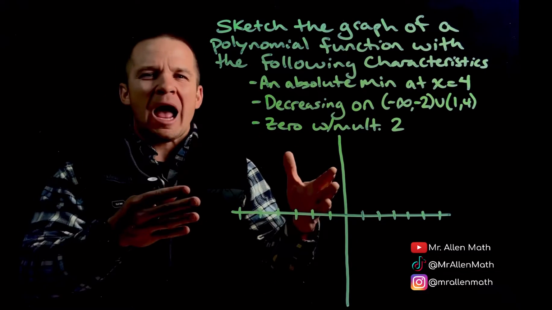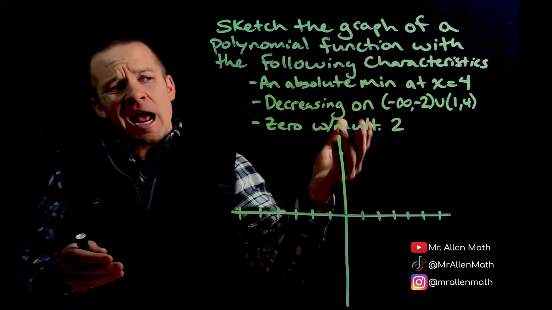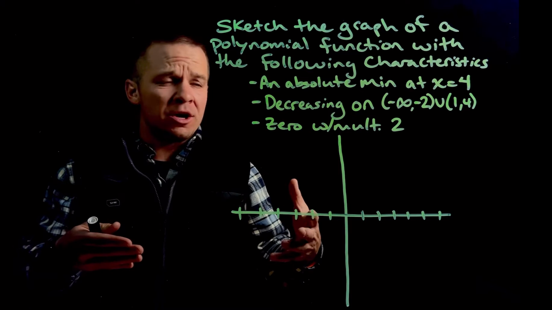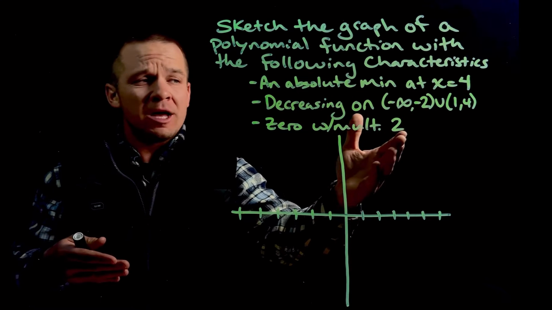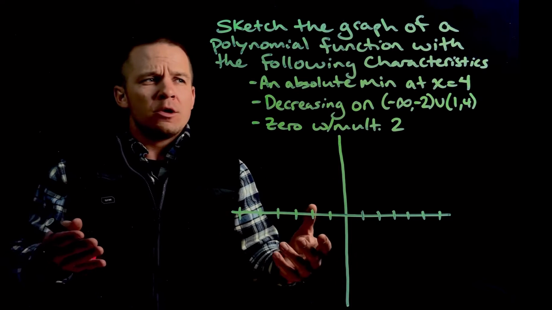We're about to sketch the graph of a polynomial function with the following characteristics. I've got an absolute minimum at x equals positive 4. We are decreasing on the interval from negative infinity to negative 2 and 1 to 4. And then I also have a 0 with a multiplicity of 2. So what does this all tell me?